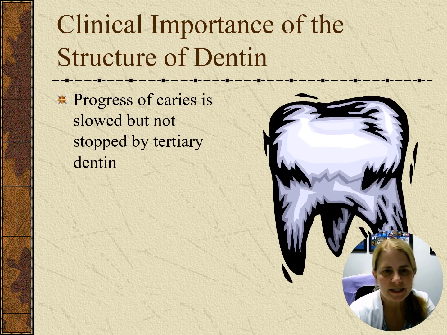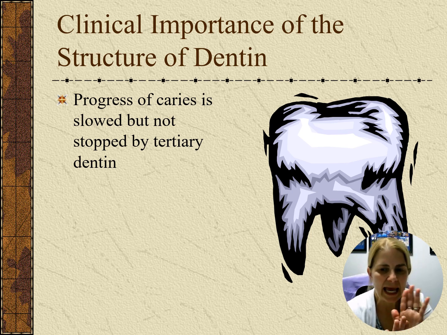Now, progress of caries is slowed but not stopped by tertiary dentin. Once the decay gets through the DEJ and it starts to spread throughout the mantle, globular, and circumpulpal dentin, the odontoblast will be signaled to lay down tertiary or reparative dentin. Now, it will slow down the progress, but if the decay is not taken care of, then it will not stop the process of the decay going towards the nerve of the tooth, and then that tooth ultimately dying because the tooth can't protect itself anymore with the tertiary or reparative dentin.